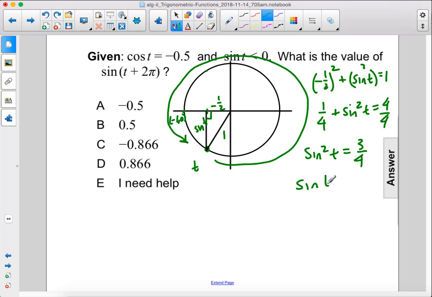Therefore, sine of t equals plus or minus the square root of 3 over 2. And here it is negative, so it's going to be the negative square root of 3 over 2. The square root of 3 over 2 is 0.866, but here we want negative. The answer is C.